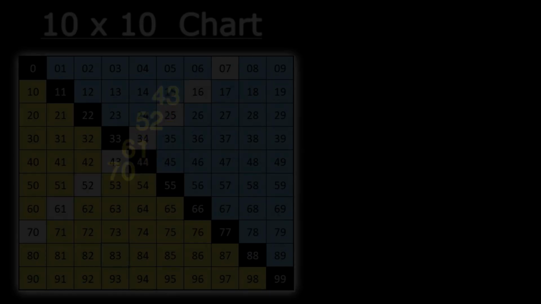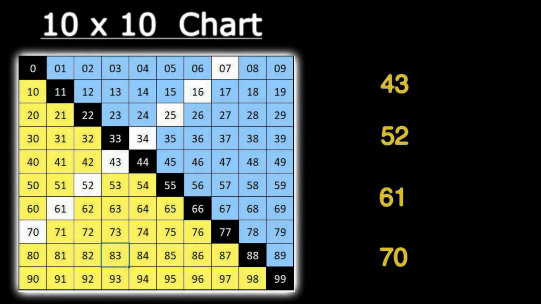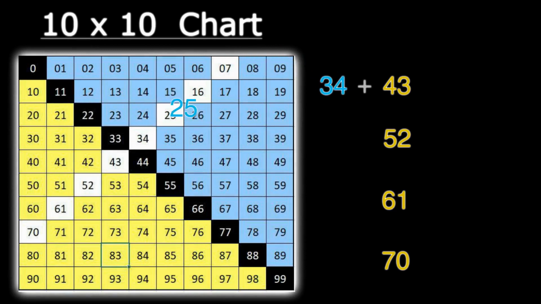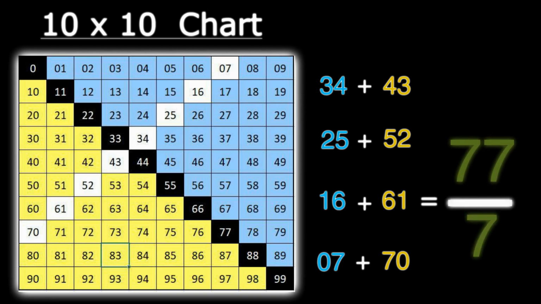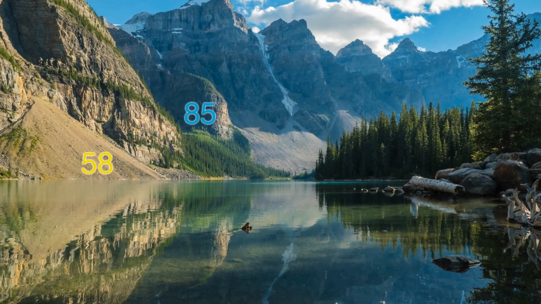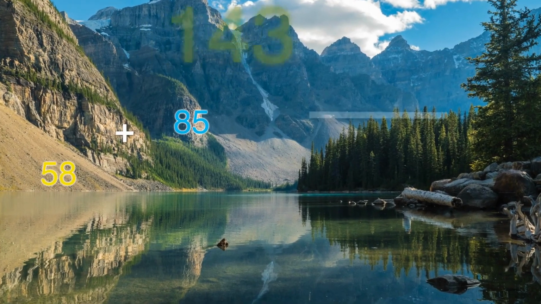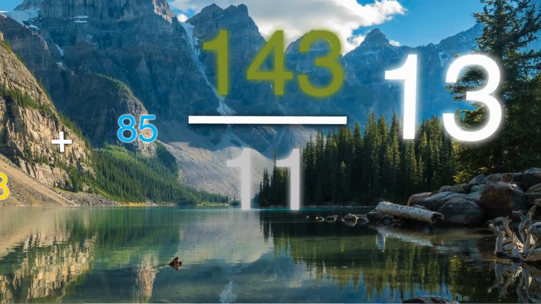So let's go back to our first branch that we used in our first example and see the connection. Because 34 plus 43, 25 plus 52, 16 plus 61, and 7 plus 70 all equal 77. And 77 is divisible by 11, which is also shared between all other symmetrical pairs as well, like 58 and 85. When you add those two together, 143. Divide that by 11, 13.